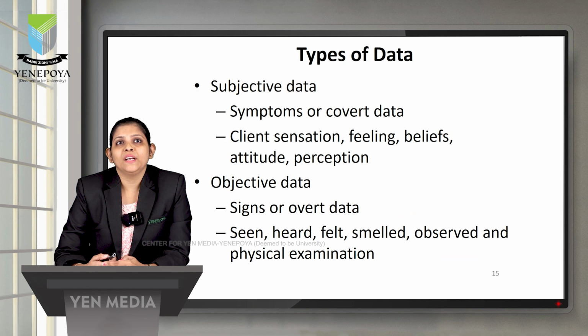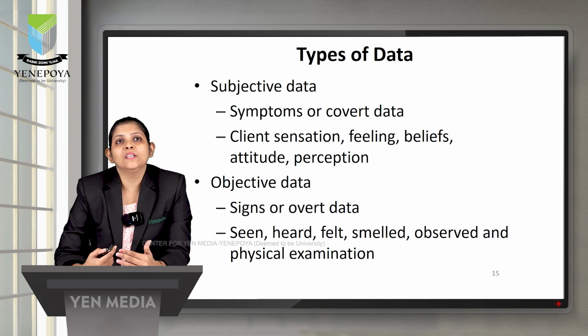There are mainly 2 types of data, the subjective data and the objective data. So subjective data is what the patient presents, okay, the symptoms, which is also called as covert data. So client sensation, their feeling, their beliefs, attitudes, perception, etc. So for example, patient tells that he is having pain, he is having breathing difficulty. So that is the subjective data. Objective data is the signs or the overt data, which is seen, heard, felt, smelled, observed, which we assess. As a nurse we assess, that is called as the objective data.